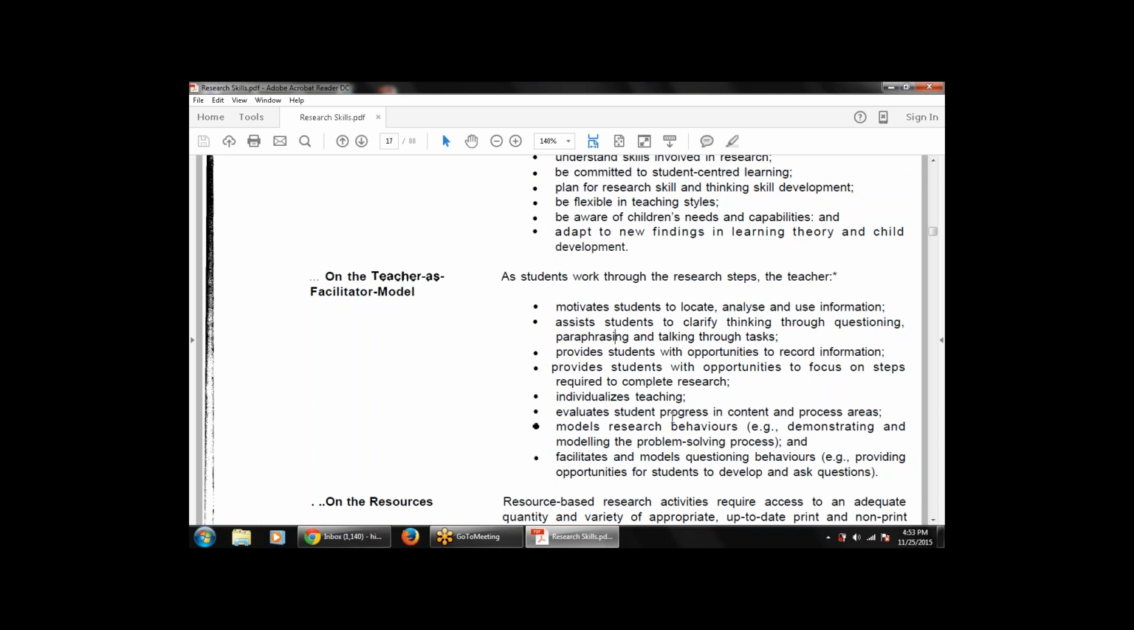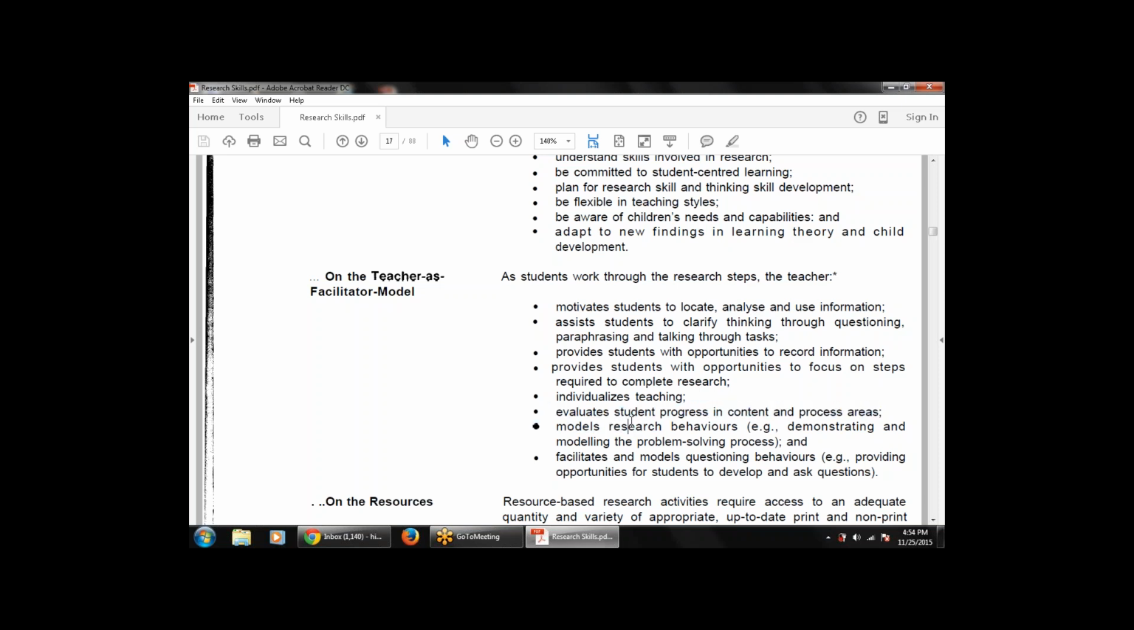Then evaluate the student progress in content and the process areas. Suppose for example I'm giving you an assignment. I told you that if there is any doubt in the assignment, you will ask the doubts from me. So that means at every step the teacher should guide the students and take the progress of the student. That is, what is the progress of the student? So evaluate the student progress in content and the process areas.